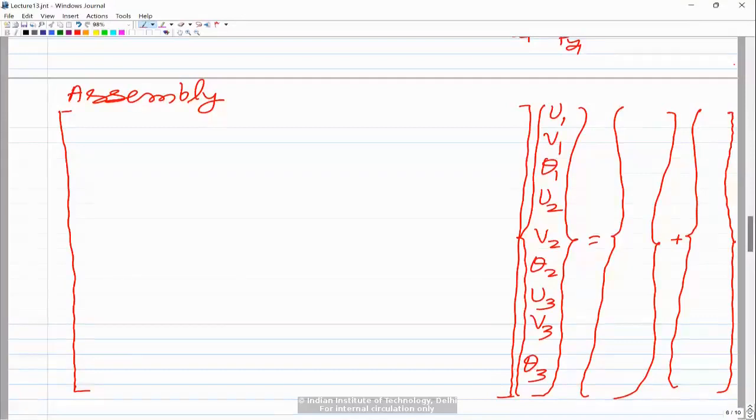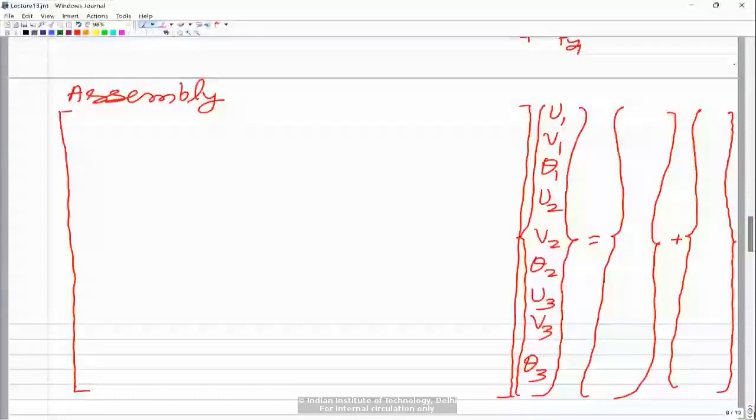Now the assembly. If you look at the first element, that is defined between the global nodes 1 and 2. So its 6 by 6 matrix will go into the first 6 rows and columns of this global stiffness matrix, because the first element is defined between global nodes 1 and 2, and global node 1 corresponds to the degrees of freedom u1 v1 theta 1, first 3 variables, and degrees of freedom corresponding to the second node are u2 v2 theta 2, that is the fourth, fifth and sixth degrees of freedom. So the first element stiffness matrix will be added in the first 6 rows and columns of the global stiffness matrix.